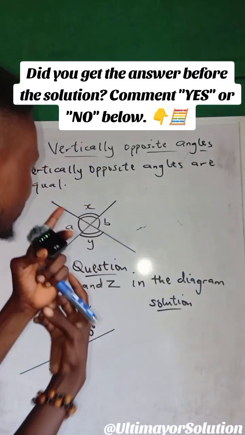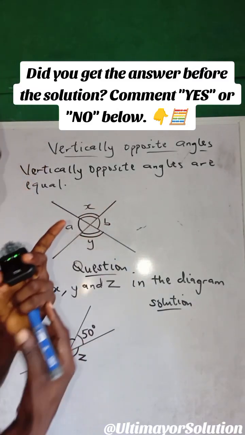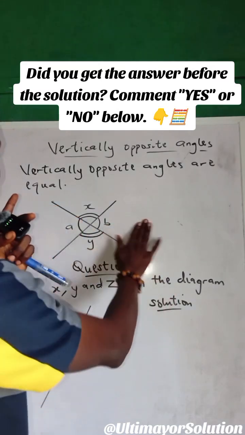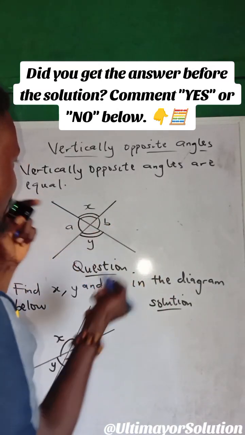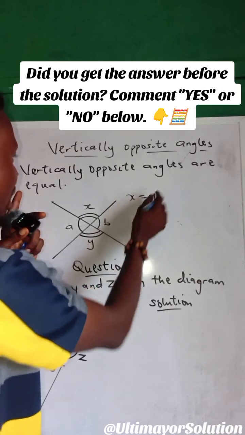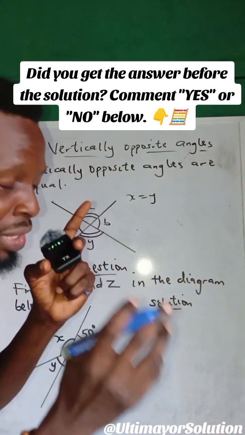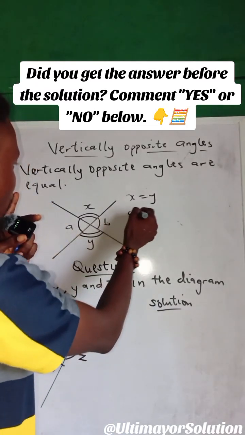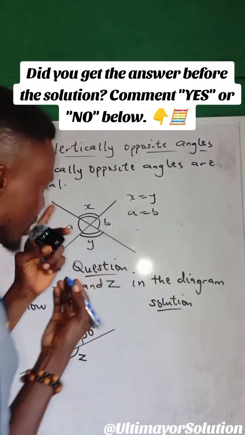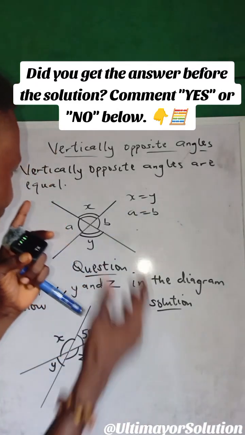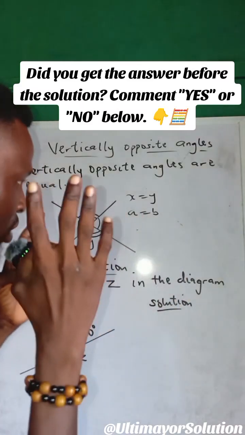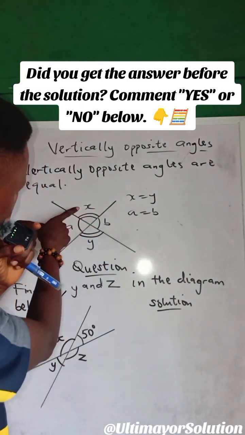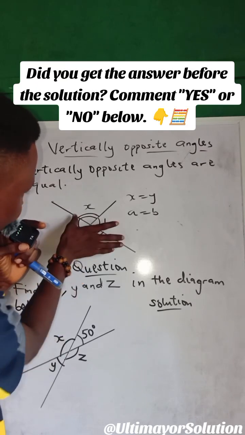Now look at this diagram. This is letter X, which is vertically opposite angles. So this X and this Y are equal. So X is equal to Y, and the reason is vertically opposite angles. This A and this B are also equal, and the reason is also vertically opposite angles. A and B are equal. X and Y are equal. Vertically opposite angles.